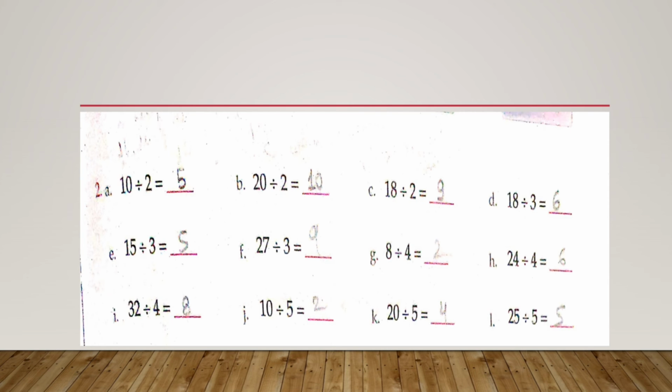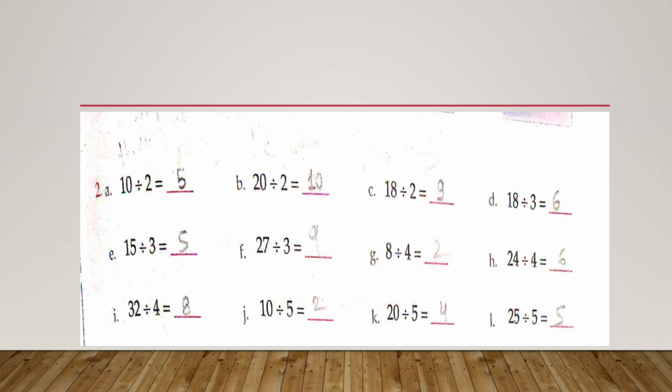Now B part, 20 divided by 2. Again recite the table of 2 until you get 20. So you will get answer as 10. Now C part, 18 divided by 2. You will recite the table of 2 until you get 18. So children, 2 9s are 18. So you will get answer as 9.